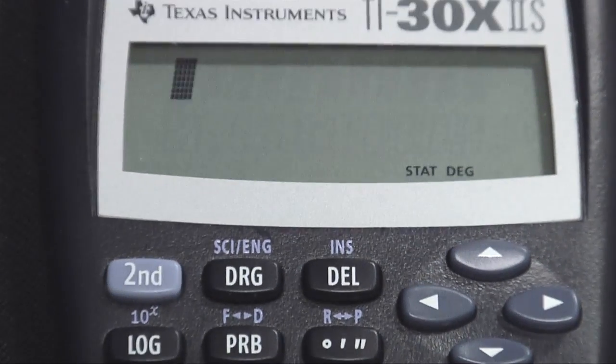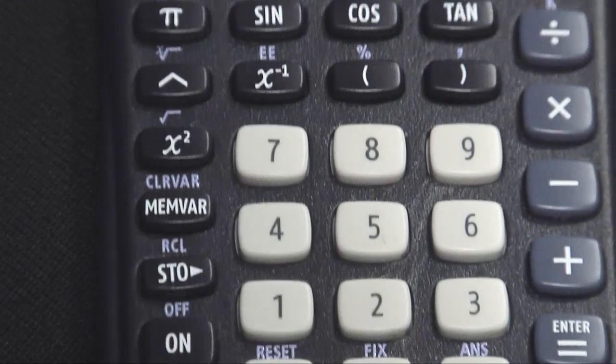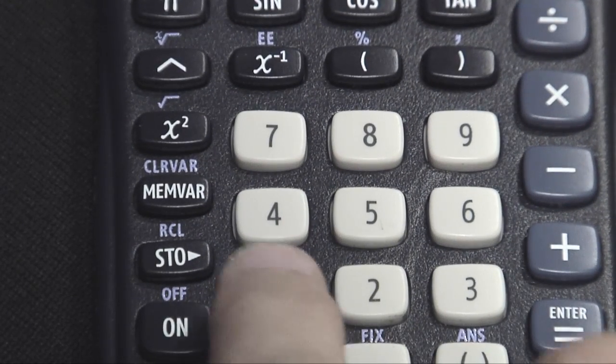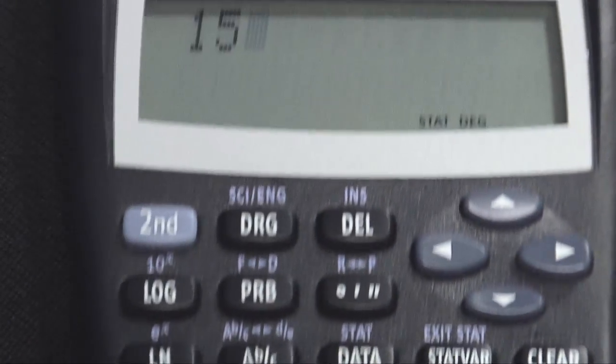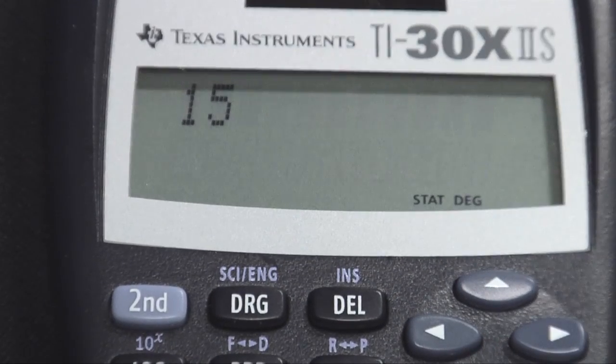This calculator is off, so I will go ahead and turn it on. This one happens to be in stat mode, don't worry about that. To find that, I need to use a combination. So what we do is we enter the first number in our list. Let's go ahead and hit the 15. And now I want the combination of 15 items, choose 13 of them.